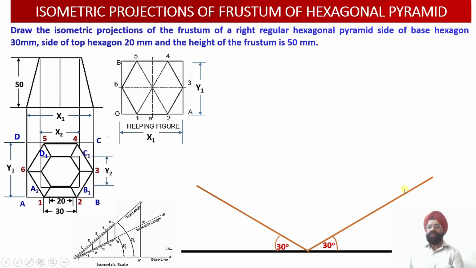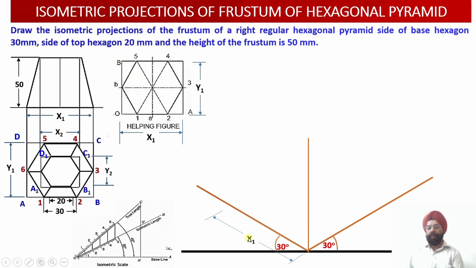z-axis respectively. In order to draw the isometric projections, first of all we have drawn the ground line, which is the horizontal ground line or the datum line. Then we have drawn the isometric axes, that is the x-axis at an angle of 30 degree, and the z-axis at an angle of 30 degree, and the height of this pyramid will be drawn along the y-axis in this direction. But the base we are going to draw first of all. So the rectangle corresponding to the bigger hexagon will be drawn along the xz plane. So let us see how we draw this.